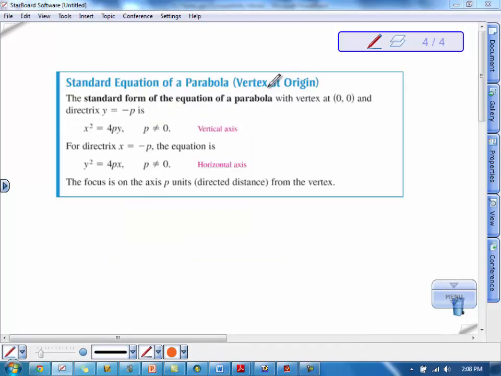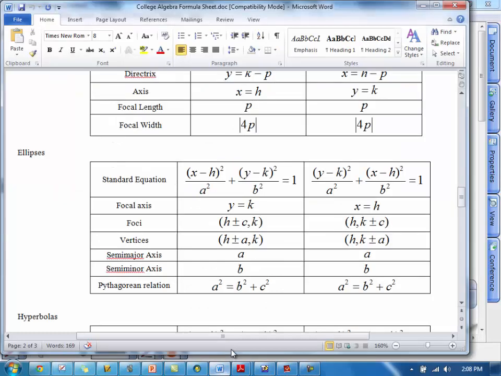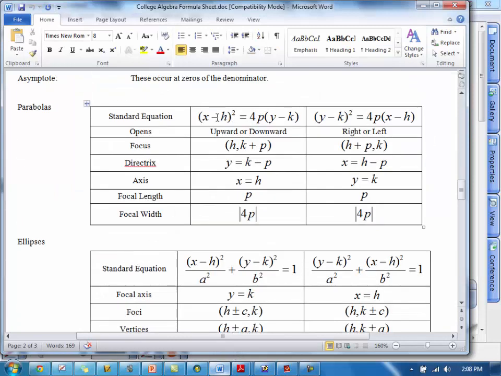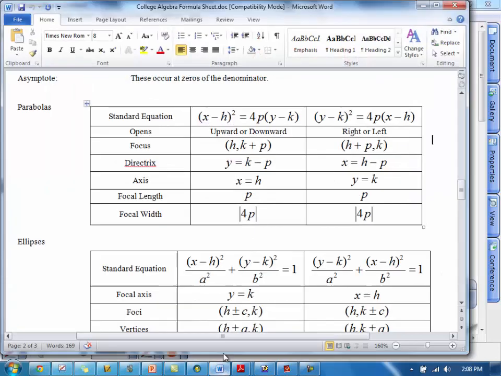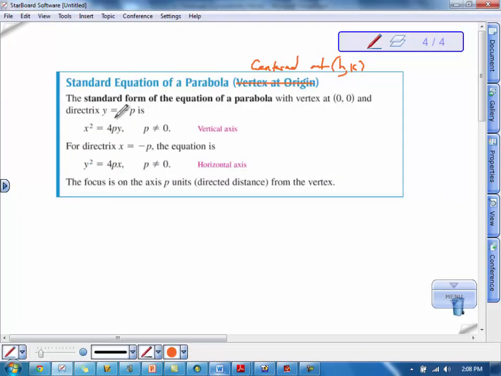Vertex at the origin. The equations I give you on my formula sheet are centered at (h, k), that way we can shift these around. We don't have to have them centered at the origin. So you'll notice on my formula sheet for ellipses and parabolas that mine has the x minus h, y minus k. Technically that's tomorrow's lesson, that's 4-4. But I like to just give that equation right away, because if it's centered at the origin, then you can just plug in h and k as 0, and you get this equation.